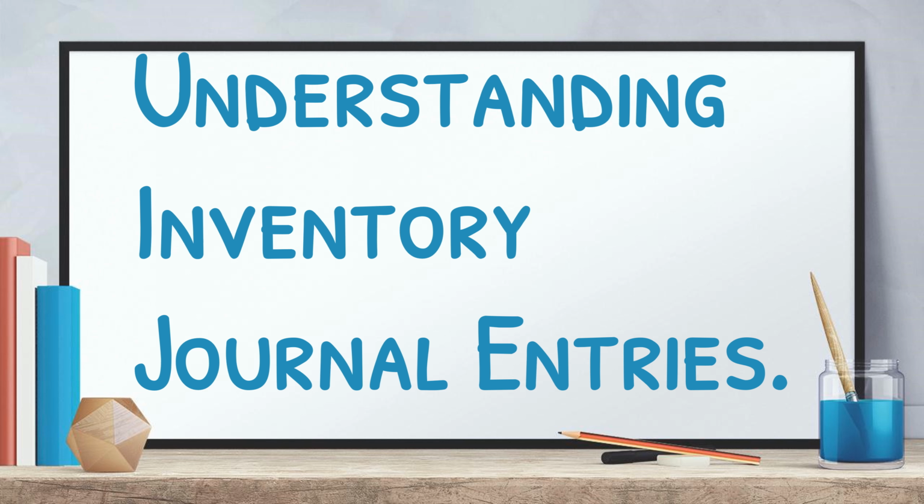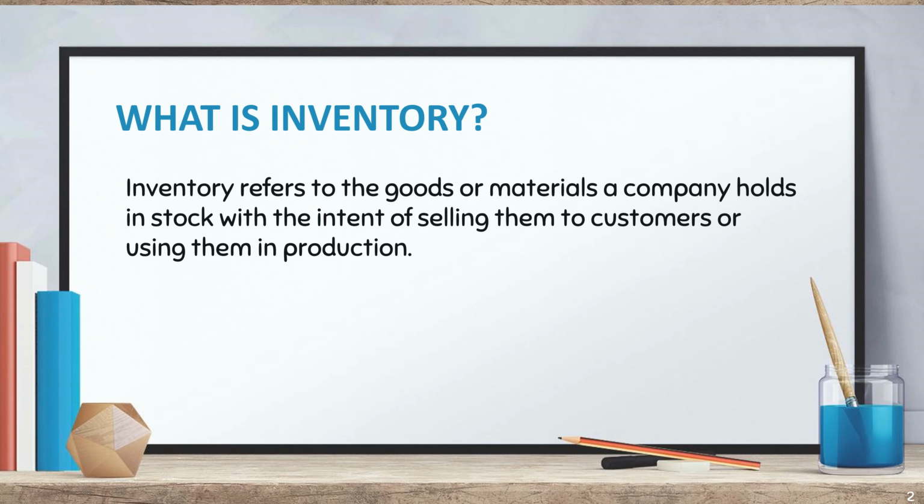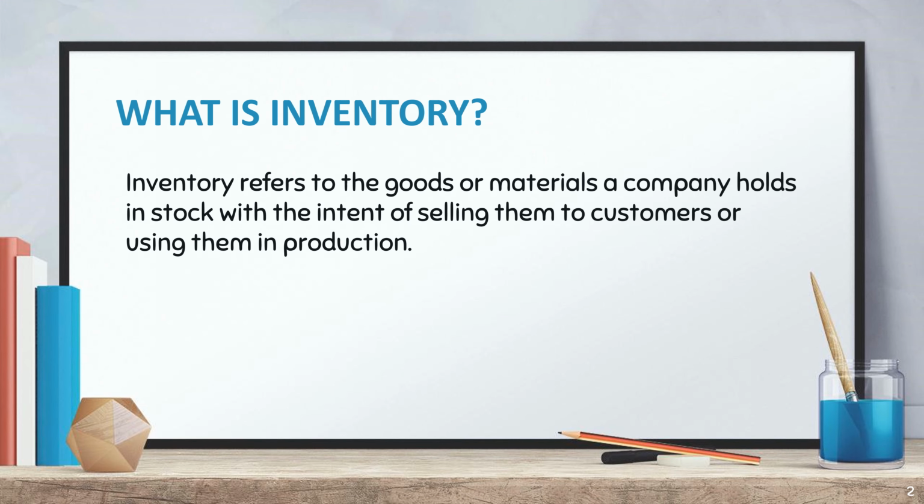Today, we're diving into an essential topic for anyone in business or accounting: inventory journal entry. So what exactly is inventory? In simple terms, inventory refers to the goods or materials a company holds in stock with the intent of selling them to customers or using them in production. Think of it as the items you see on the shelves of a store or the raw materials in a factory. Managing inventory properly is crucial because it represents a significant part of a company's assets and directly impacts profitability.